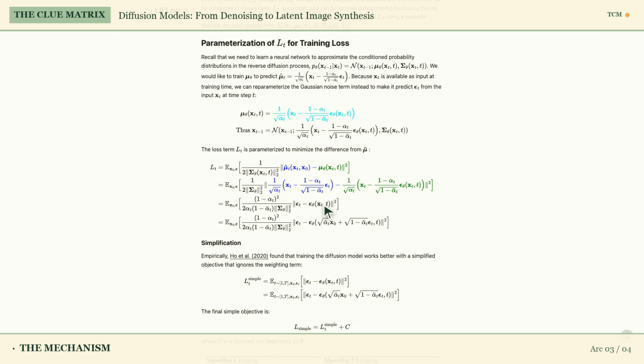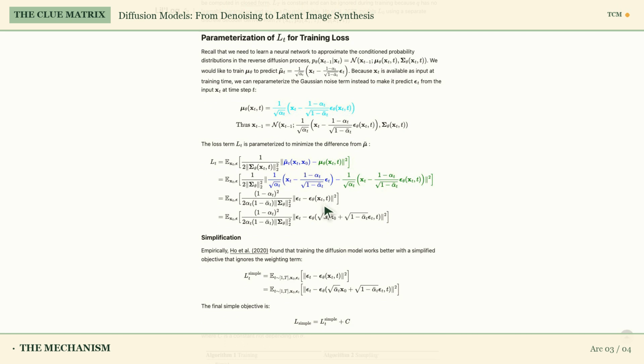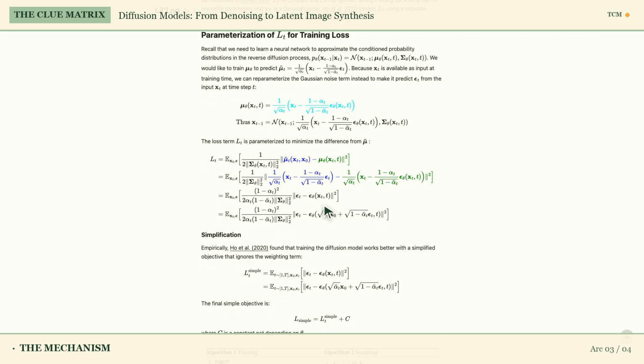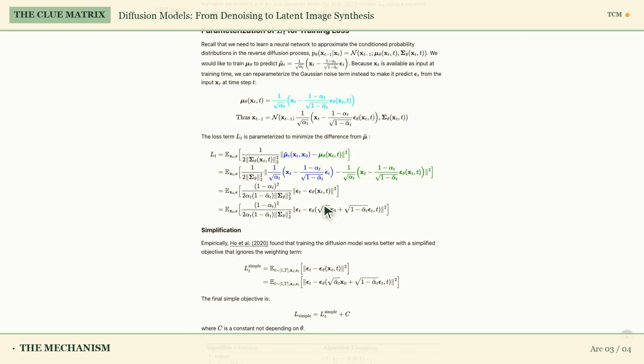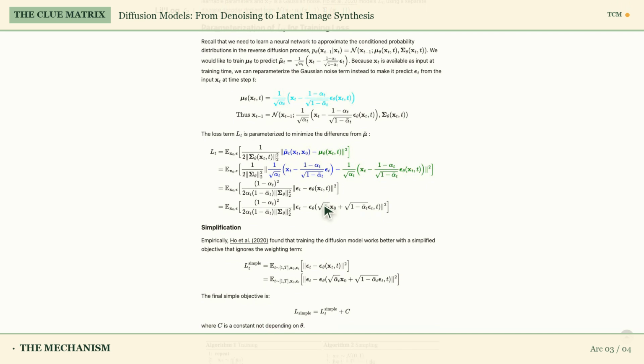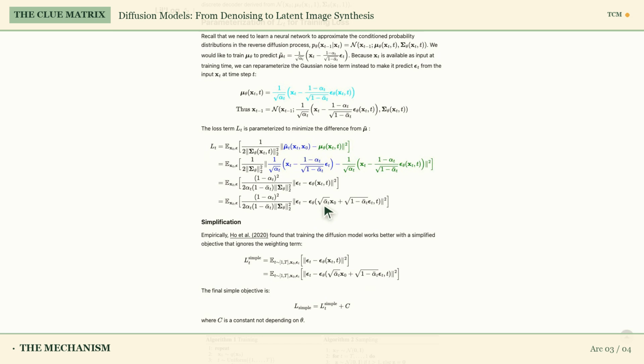So the actual reverse sampling step involves taking the current noisy image xt, using the predicted noise epsilon theta to calculate this mean, mu theta t, and then sampling xt minus 1 from a Gaussian centered at mu theta t, with a specific variance. That's the explicit mathematical procedure for denoising.